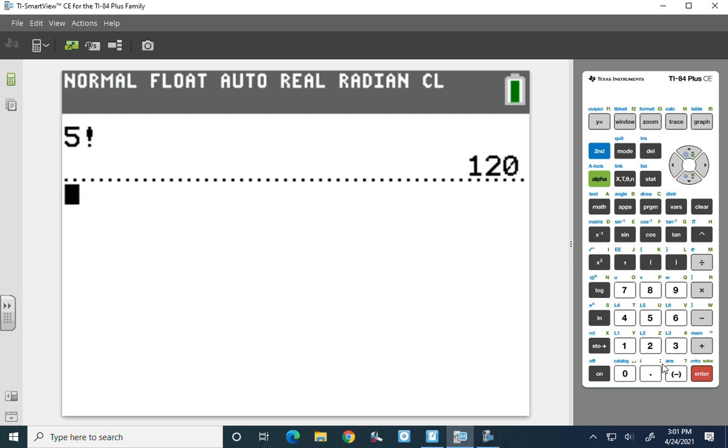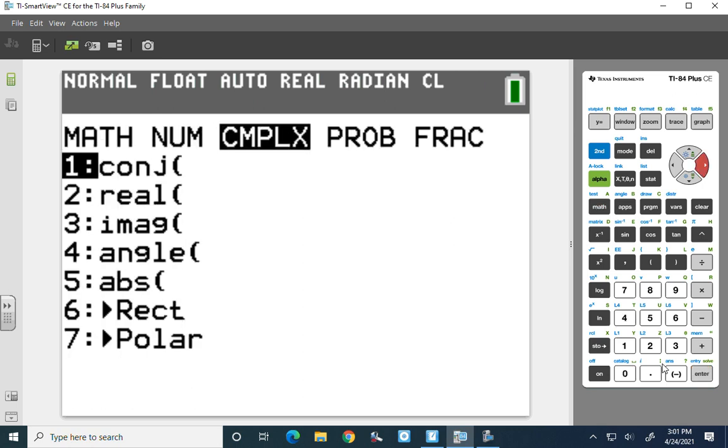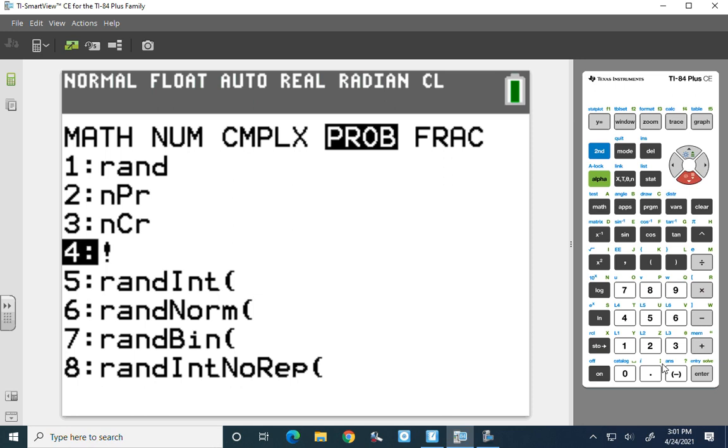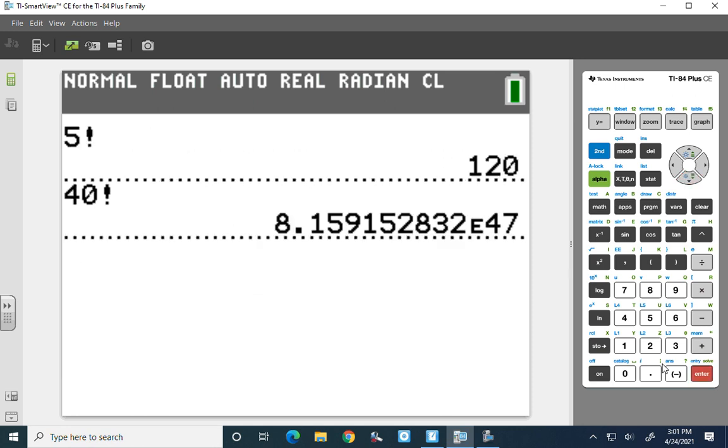Okay? Factorials get really big really quick. In fact, if I take something maybe as simple as, say, 40 factorial, which maybe doesn't sound like that big of a calculation, 40 factorial is a really big number. In fact, that's almost half the size of the biggest number I can store on my calculator. I can only store a number up to 10 to the 99th. That's 10 to the 47th is what I'm looking at there. So that's a pretty big number.